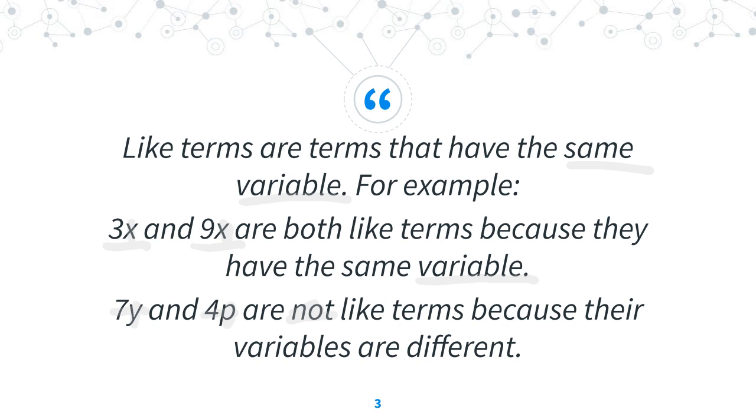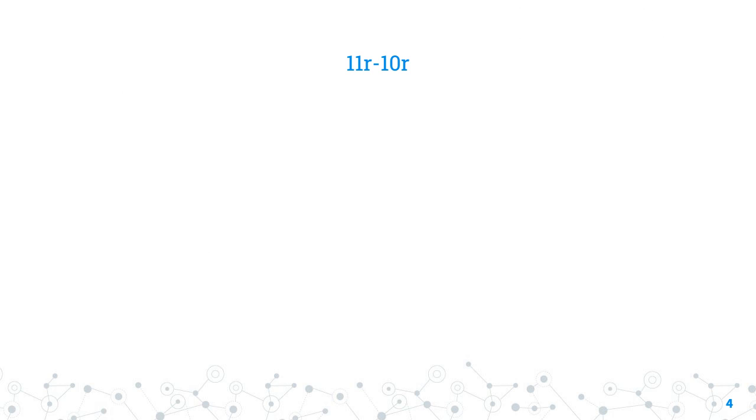Now, if we had, for example, let's say this 3x and 9x. Let's say that we had 3x squared and 9x. Those are not like terms because this is x squared. So they have to have the same variable and the same exponent, okay? So the same variable and the same exponent. So we're going to jump right on in.